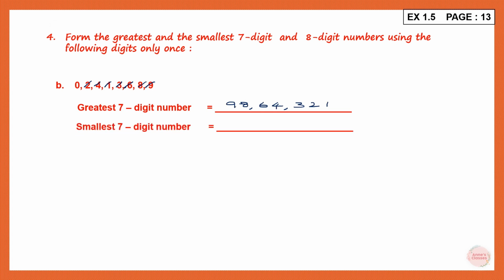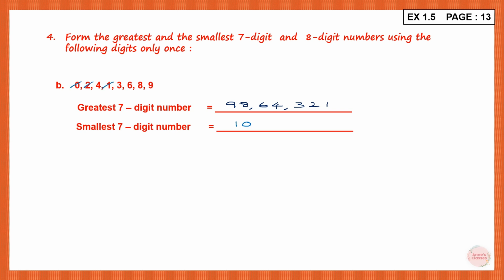Now to form the smallest number, we have to look for the smallest digit here. The smallest digit among these numbers is 0. But we can't start our answer with 0, so we're going to start with 1. Let's put 1 and then we put the 0. So 1 is over, 0 is over.